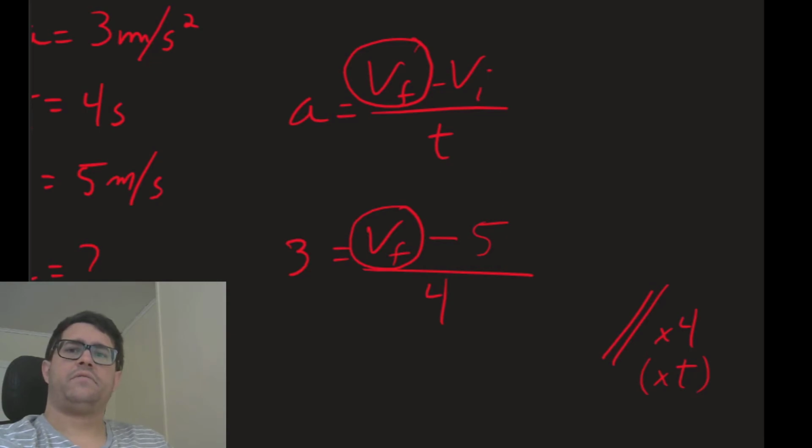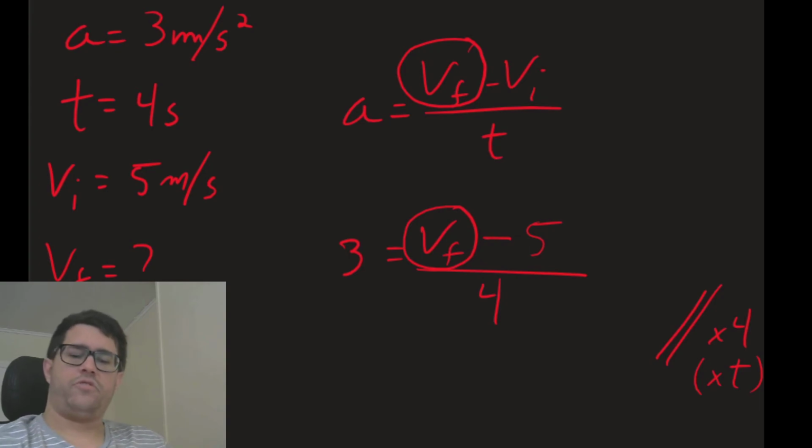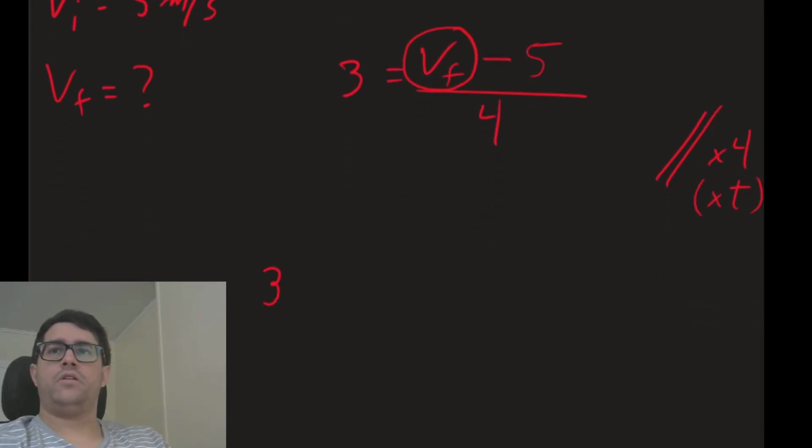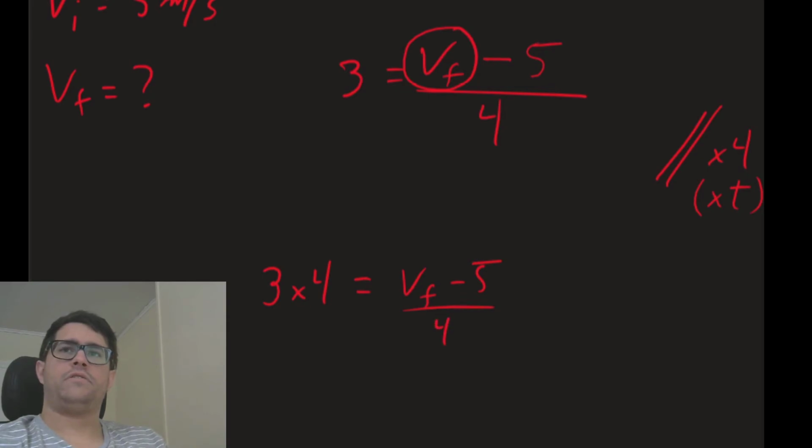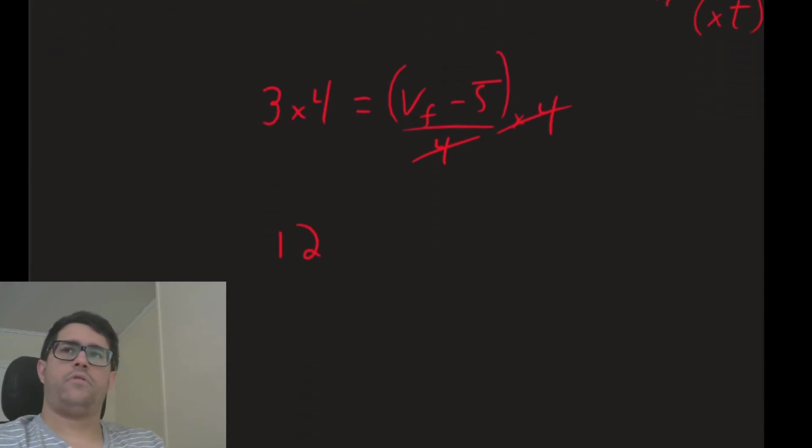Because I want you to see that we're not doing that much difference in Math 9 and 10. So we're going to times by 4 both sides. So let's do that. 3 times 4 is going to be equal to VF minus 5 over 4 times 4. So we have this thing here, times 4, or we can also say times 4 divided by 4. So times 4 divided by 4 goes away. We're left with 12 is equal to VF minus 5.